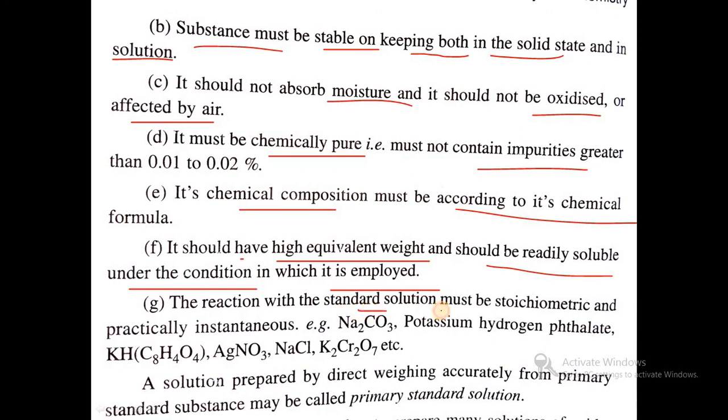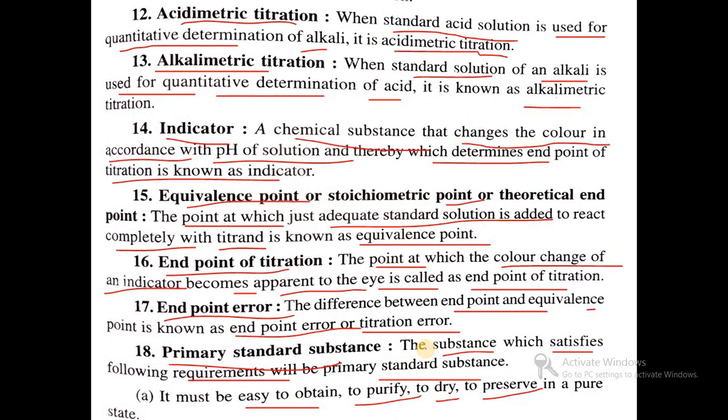The reaction with the standard solution must be stoichiometric and practically instantaneous. For example, sodium carbonate, potassium hydrogen phthalate, silver nitrate, NaCl, K2Cr2O7. A solution prepared by direct accurate weighing of a primary standard substance may be called a primary standard solution. So these are the conditions for a primary standard substance.